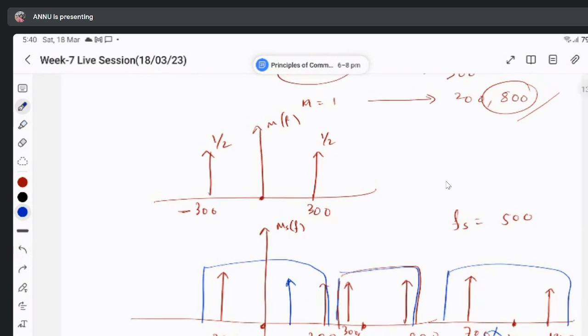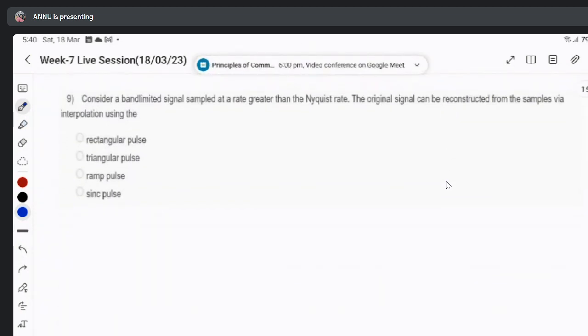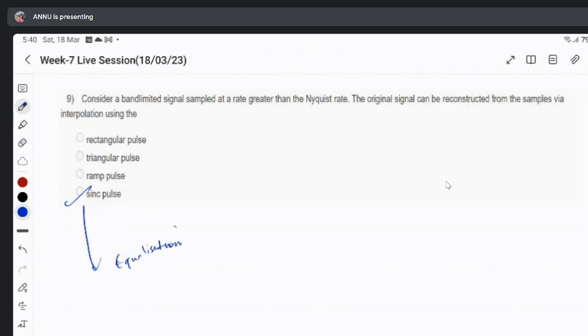Ninth question. Consider a band limited signal sampled at a rate greater than Nyquist rate. The original signal can be reconstructed from the samples via interpolation using? A sinc pulse. So this is also equalization. Equalization is nothing but a filter which has sinc nature.